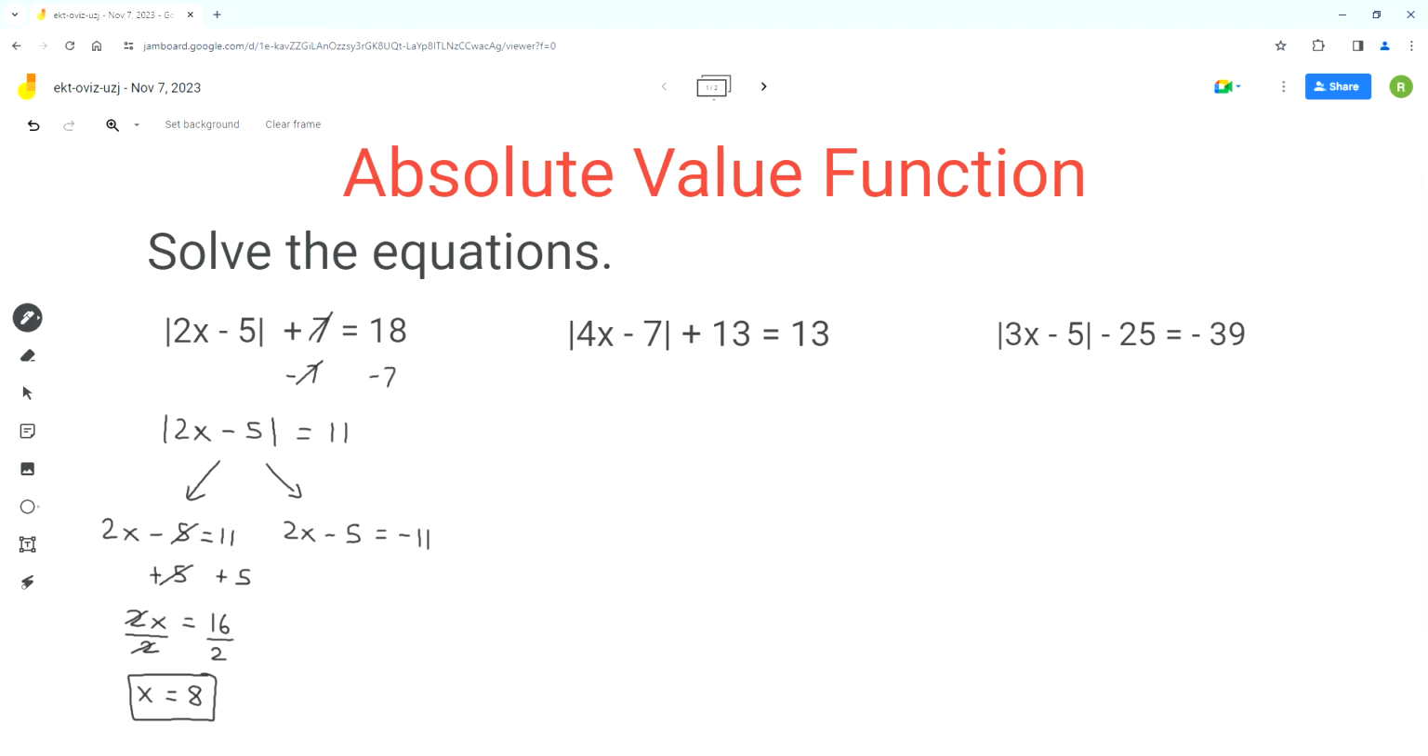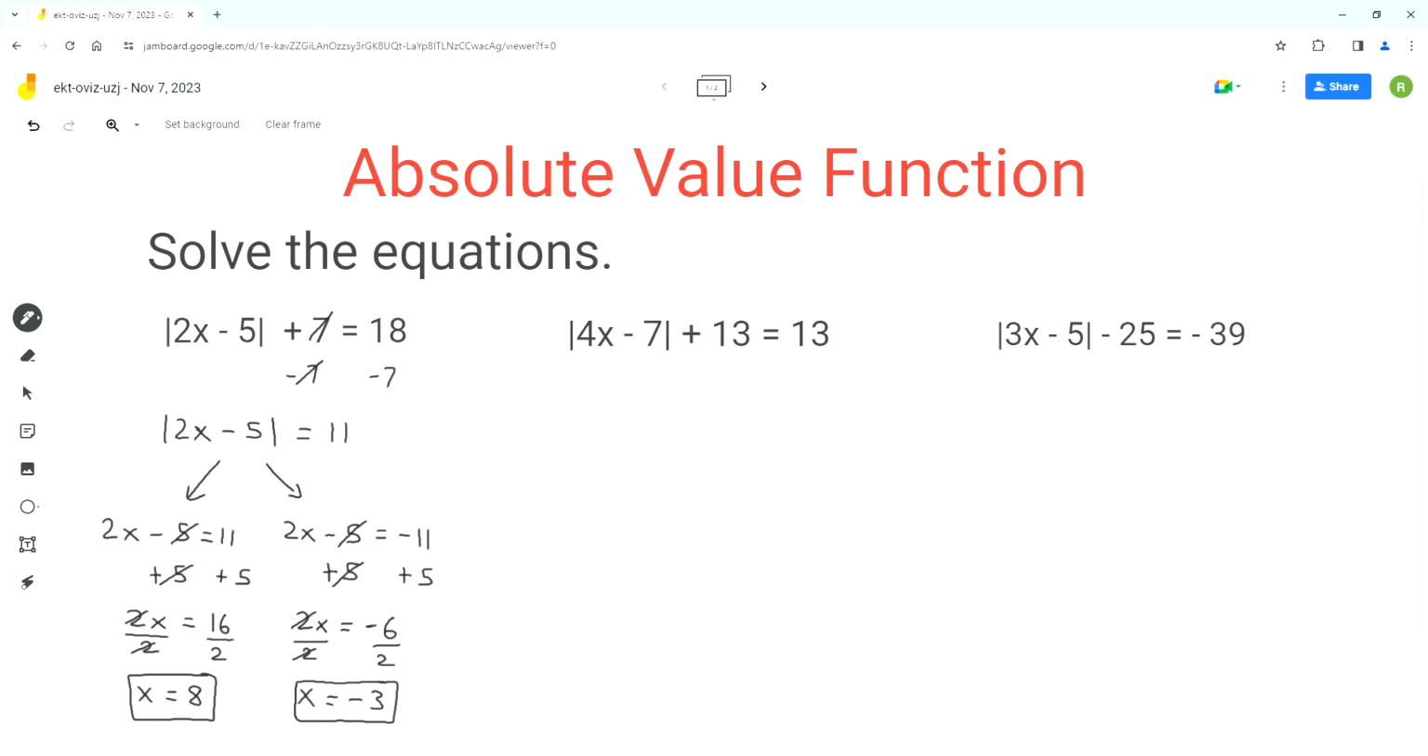Now we can work on the other case. In order to get rid of the negative 5, we have to add 5 to both sides. The 5's on the left side cancel each other out, so we get 2x equals negative 6. Now we can isolate x by dividing both sides by 2. The 2's cancel each other out, so we get x equals negative 3. This is the second solution for this equation. So this absolute value equation has two solutions. Now we are done with this equation.